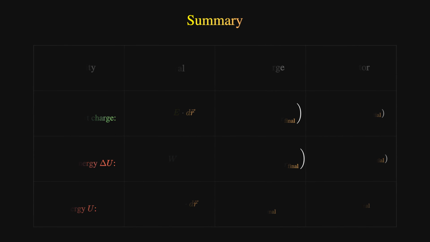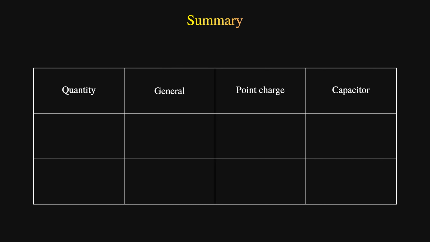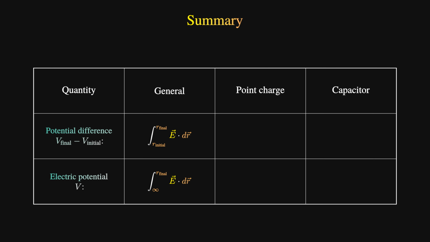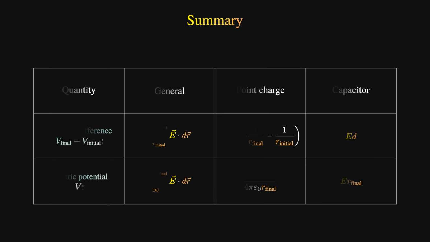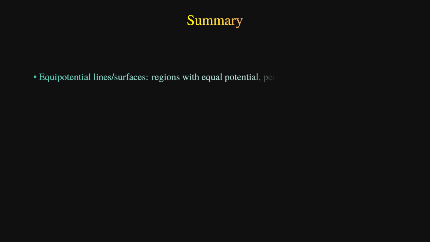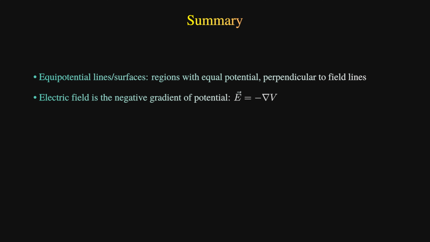The electric potential is simply the electrical potential energy of a test charge divided by the test charge. The general expressions for the potential and potential difference are as follows. Applying these expressions to a point charge system and a parallel plate capacitor again, we get the following results. We should also note that there are regions in space of equal potential, known as equipotential lines and surfaces. They are always perpendicular to field lines. Lastly, the electric field is also equal to minus the gradient of the potential.